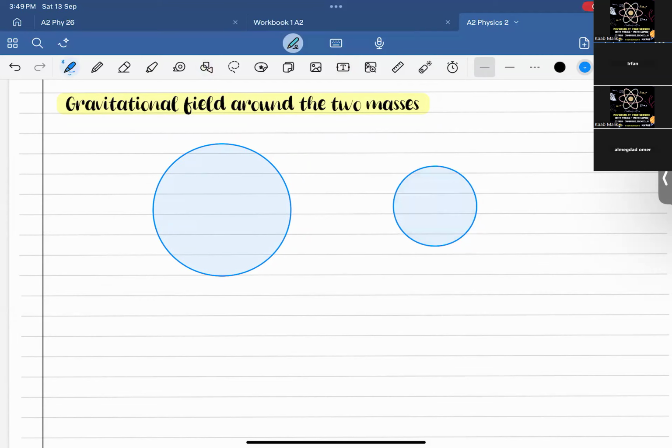So if you have the two masses, let's say this mass has a value of m1 and this has a value of m2, and the gravity at its surface is, let's say, g1, and the gravity at the other surface is g2, right? G1 and G2, and they're separated by the distance of d, right?